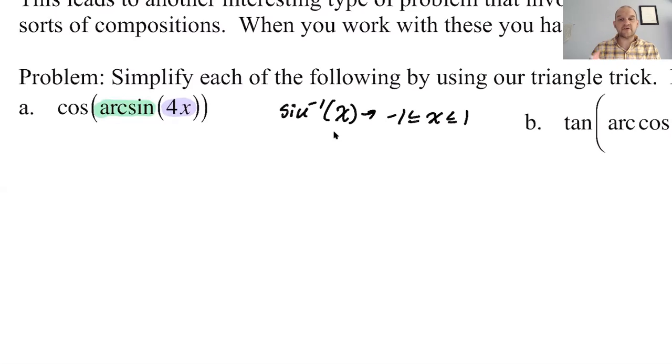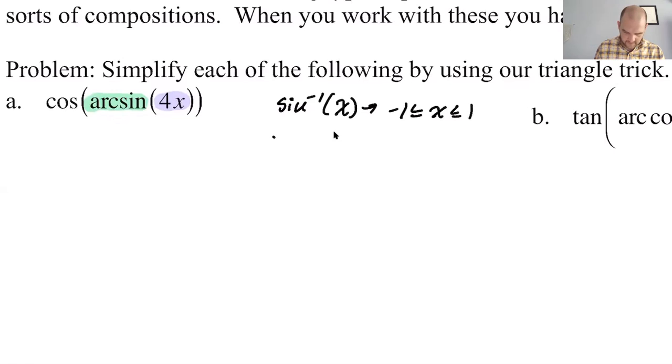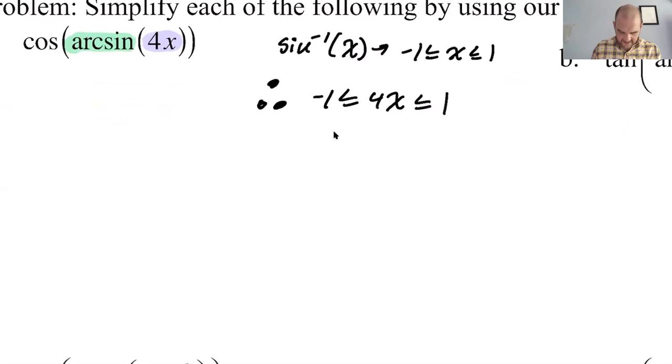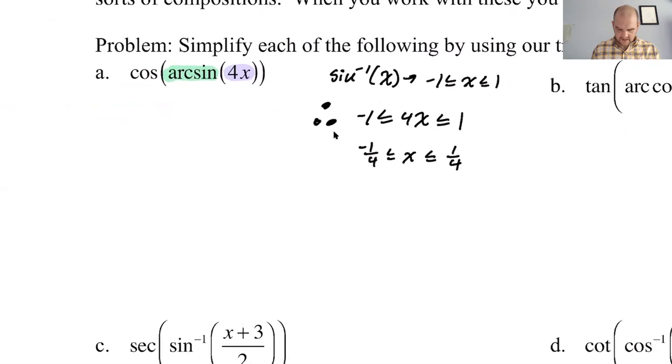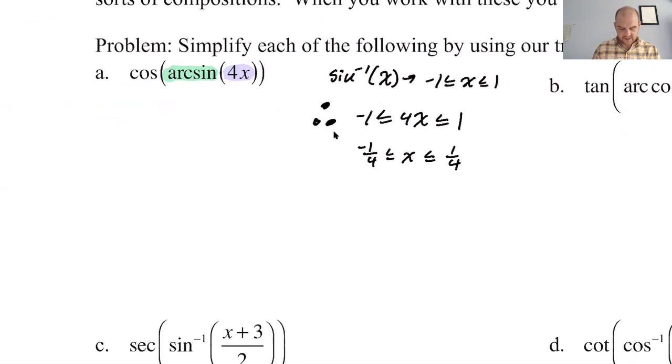So I'm going to do the arcsine of 4x, which means for this problem, I need 4x to be between -1 and 1. Because if 4 times x is not between -1 and 1, then I can't do the arcsine of 4x. So actually I need x to be between -1/4 and 1/4. So this is going to be the domain. So I'm going to save that now. And now I'm going to try to do the problem.